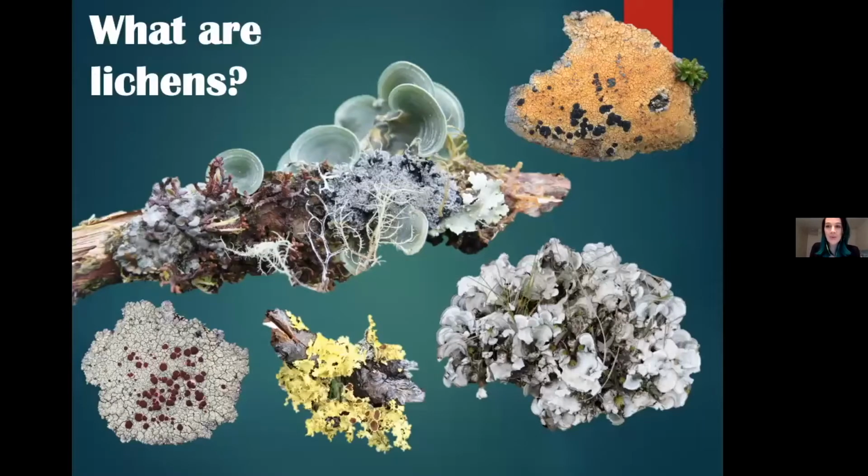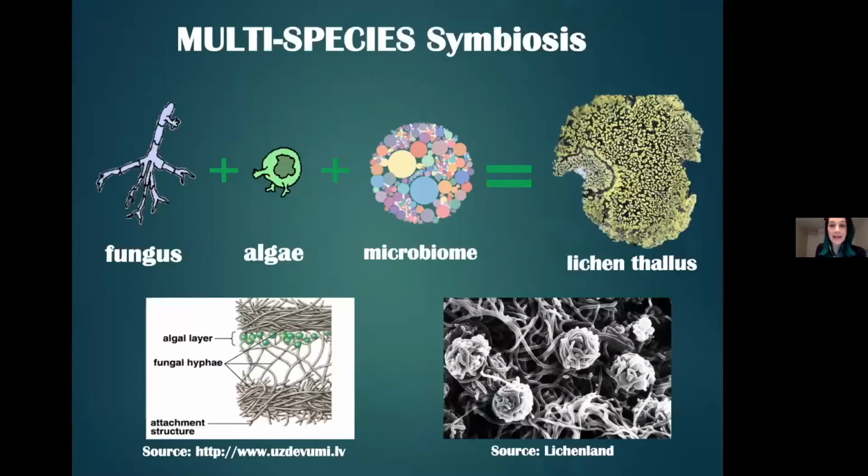So let's start with what are lichens. Lichens is something actually quite difficult to define, especially because there's not a one size fits all description to lichens. I like to describe them as a multi-species symbiosis, composed by a primary fungus, a primary algae or cyanobacteria, the photobiont, along with a complex community of microorganisms, summarized here as the microbiome, to form what we see in nature as the lichen thallus.